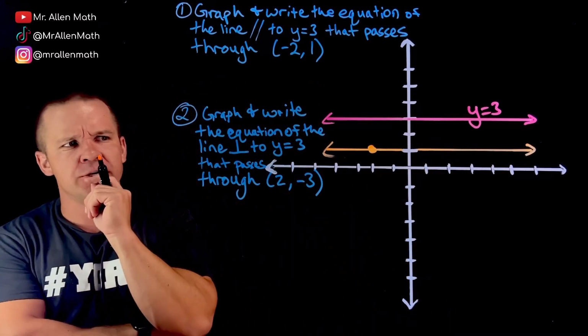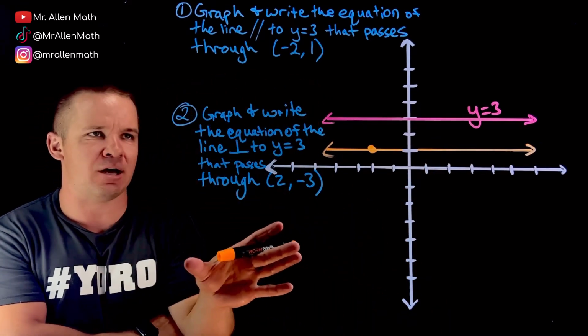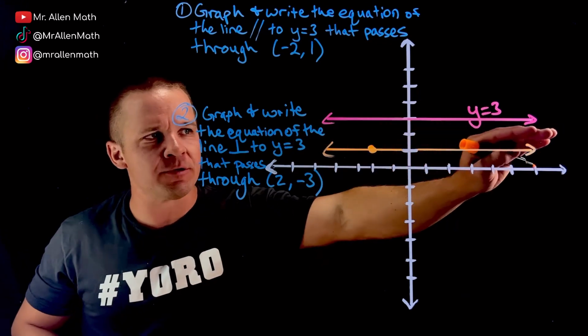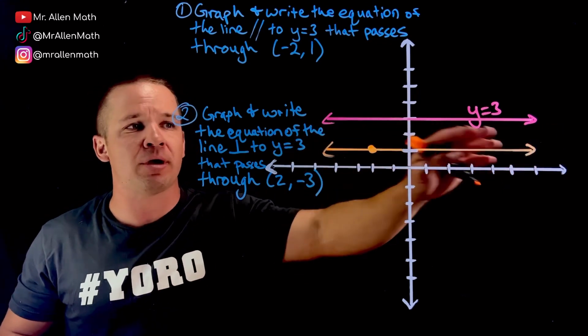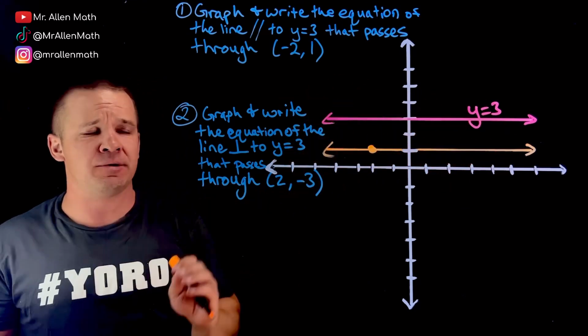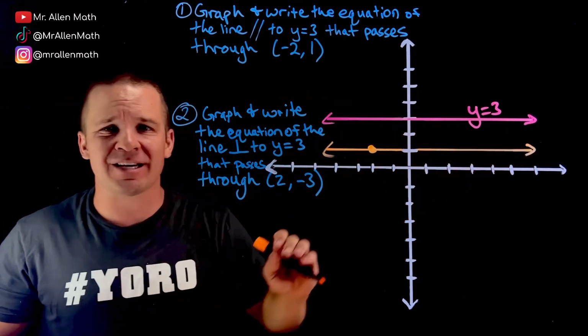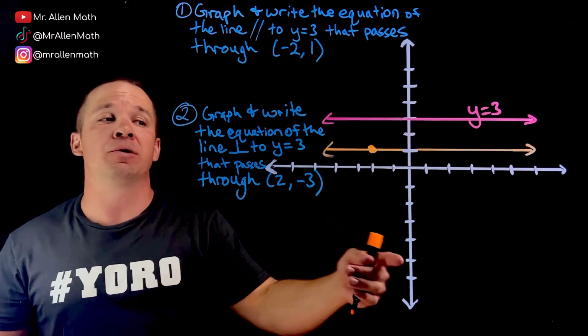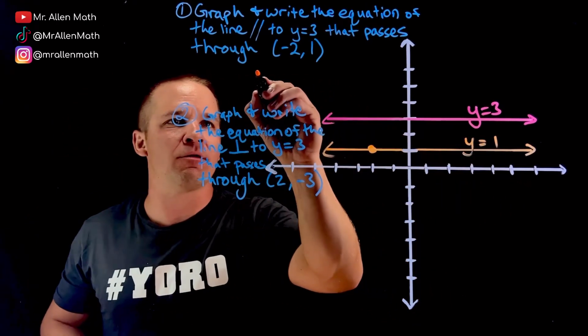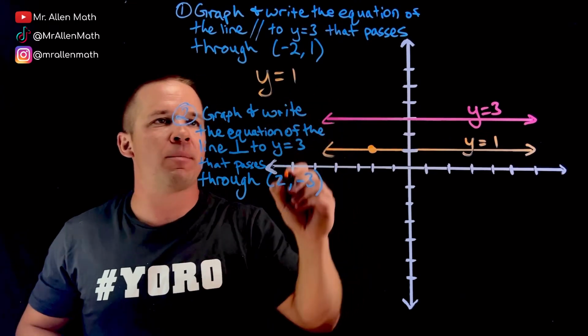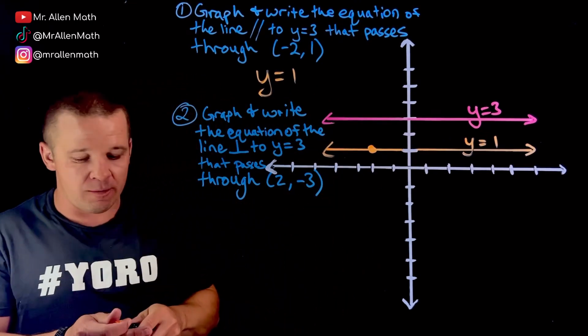Wait, what is the equation? That's a good question. I almost got ahead of myself. All right, so this is y equals 3. It passes through 3 on my y-axis, right? Y is always equal to 3. My x is always changing, but my y is always the same. What do you think the equation of this guy's going to be right here? It's going to be y equals 1. So this will be y equals 1 right here. I'll even fill it in. Y equals +1.